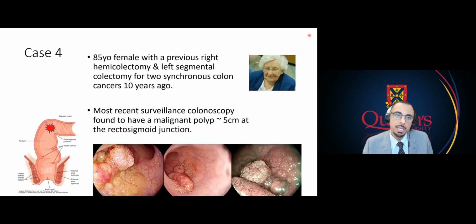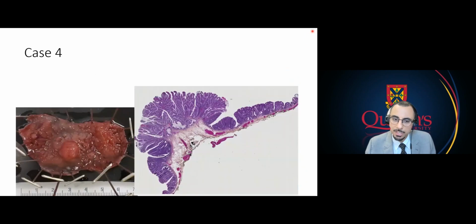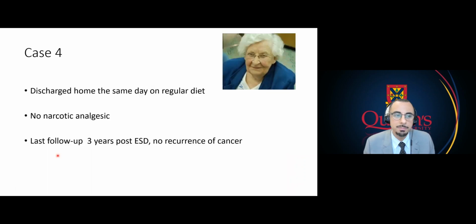The final case was the 85-year-old lady with the previous colon cancers with this lesion here. So we removed it as well via ESD, and she did have superficial carcinoma just in this area here, which corresponds to this nodule. But the pathologist was able to tell us that it was completely clear, didn't have any high-risk features, and it was a curative resection. So she went home the same day without narcotics, and her last follow-up was 3 years after without any recurrence.